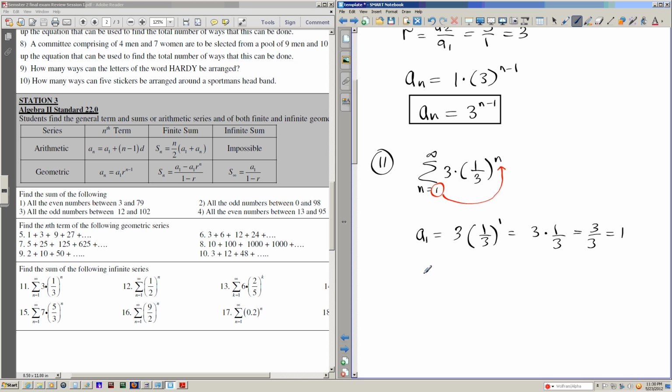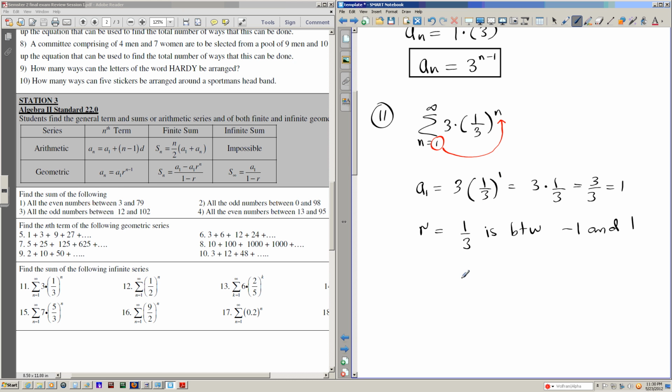That's a1. All right, and the common ratio is whatever is being exponentiated. So the common ratio is 1/3. So 1/3 is between -1 and 1, right? It is between -1 and 1. So the series is convergent and the sum exists. Okay.